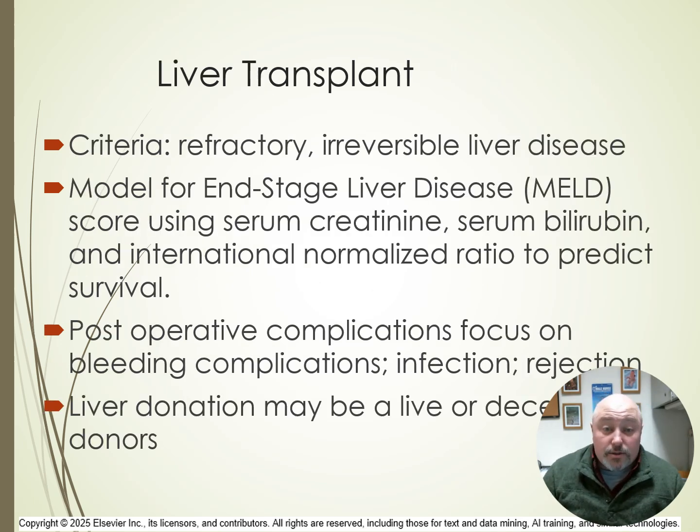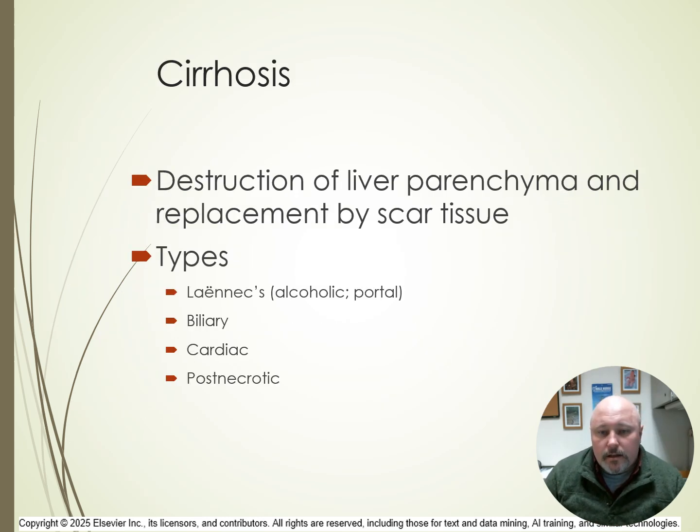In some cases, a liver transplant may be necessary due to refractory irreversible liver disease. The postoperative complications focus on bleeding, as well as infection and rejection. Fortunately, a liver donation may be from a live or deceased donor. In the case of living donors, they can actually donate one lobe of their liver, and because the liver has such a great ability to regenerate, both livers would regrow into fully functioning livers.